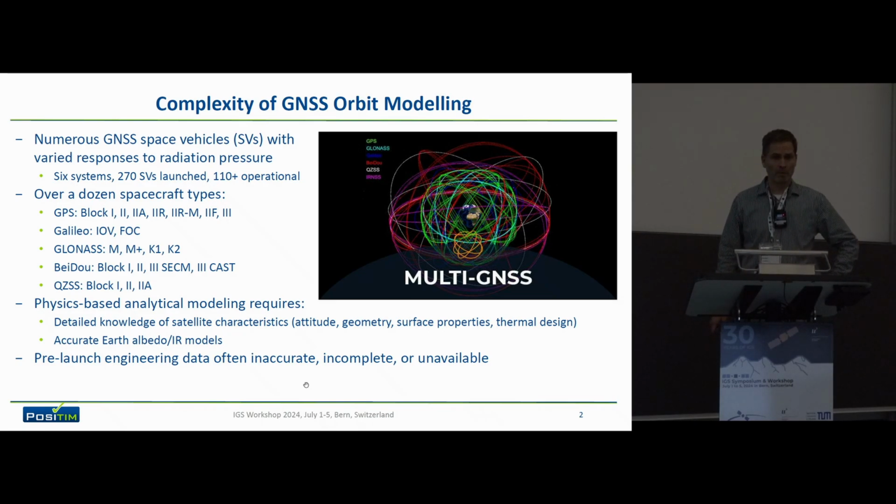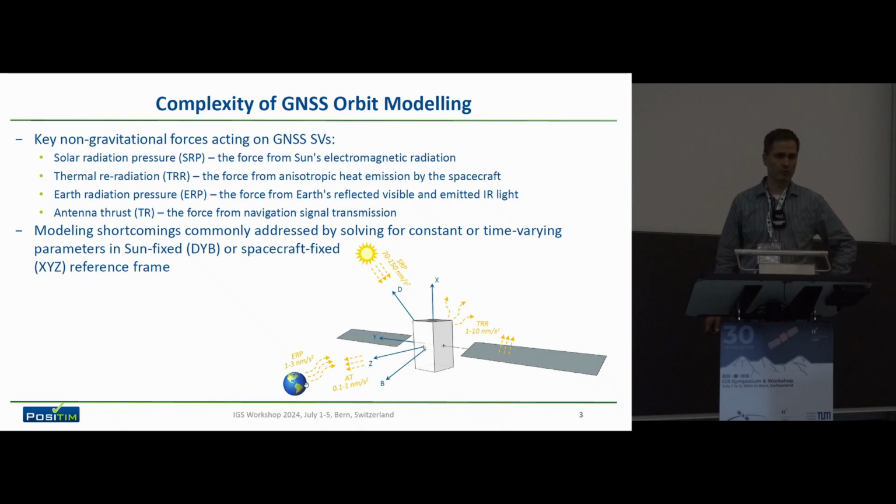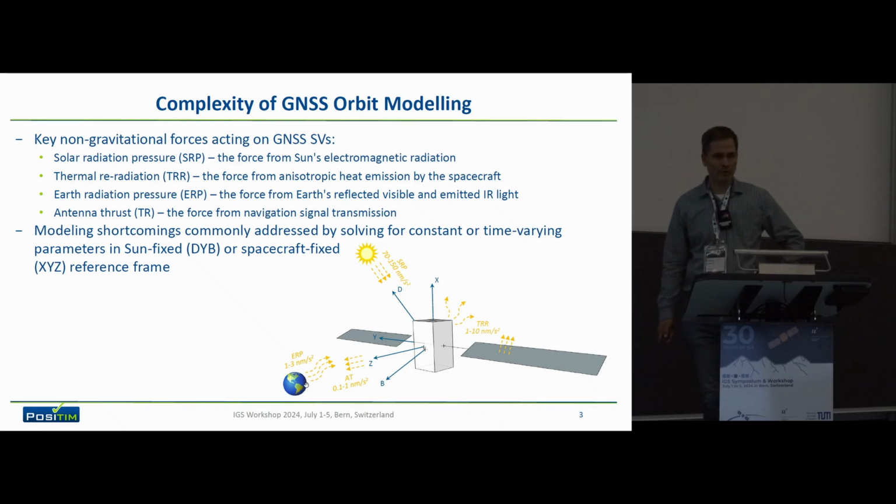So, a quick overview about non-gravitational force modeling. We have four main forces here. First, most important, of course, solar radiation. We have thermal radiation in second place, the Earth radiation, and antenna thrust. And of course, you have shortcomings if you try to model these forces. That's why we typically solve for additional empirical parameters, either in a sun-fixed or spacecraft-fixed frame.